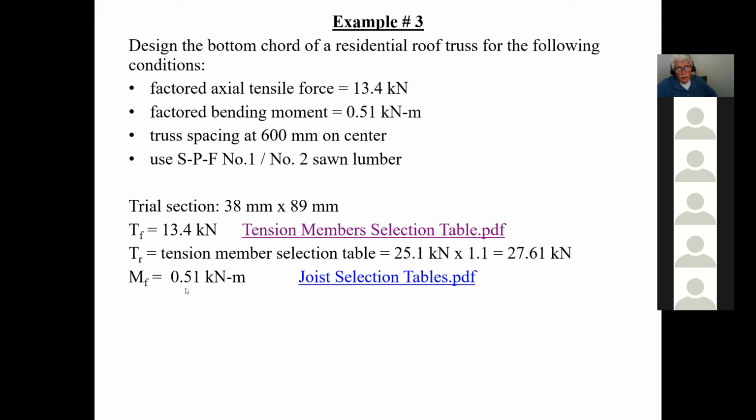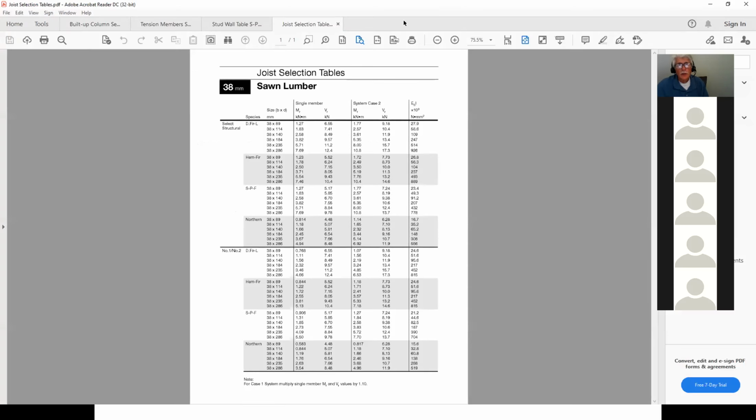And then I have my Mf. Now, where do I get the Mr value for the 2x4? Same thing. I go to the joist tables, and you'll notice that the joist table starts at a 2x4. Okay, so we have the joist tables. We have SPF No. 1/No. 2, and we have 38 by 89.